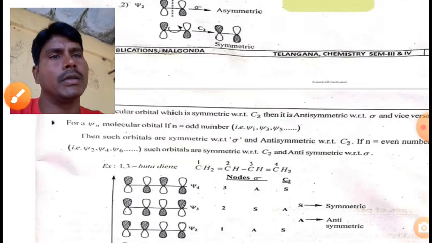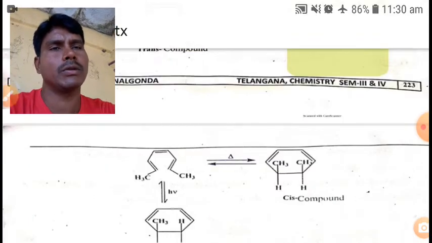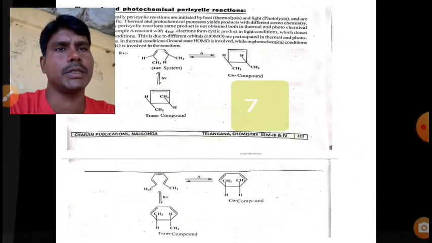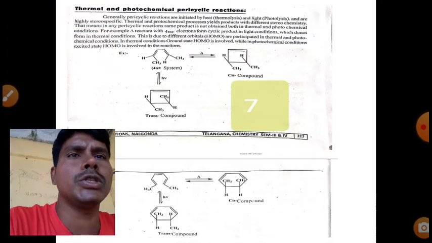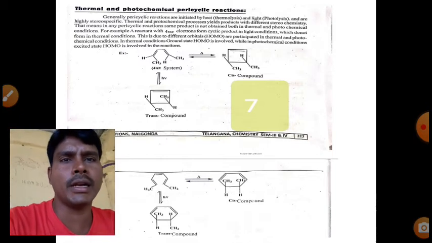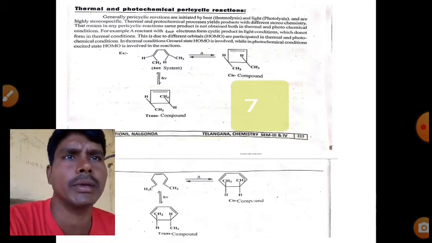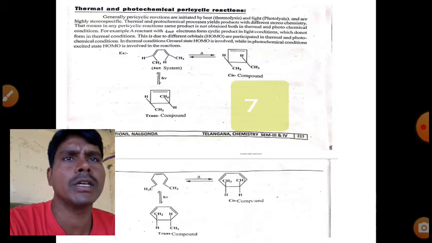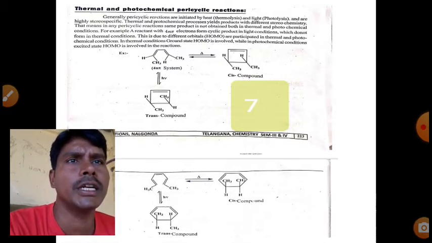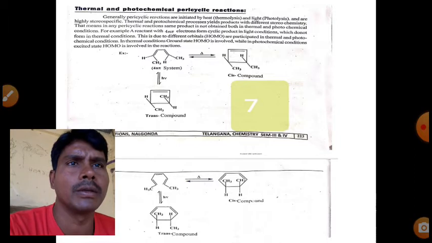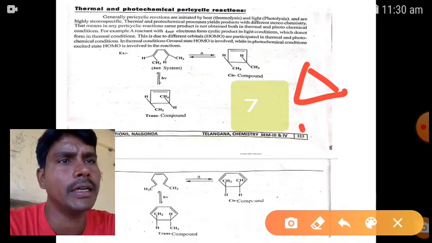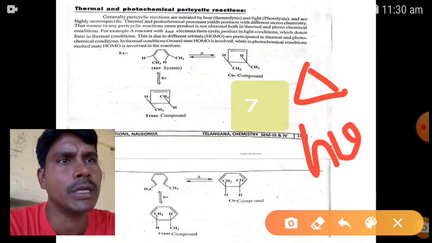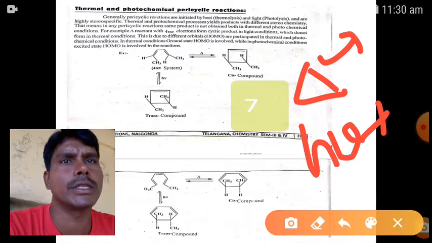Next one, this is already discussed. What is the stereospecificity in pericyclic reactions? Which product is produced under thermal or photochemical conditions? Generally pericyclic reactions are initiated by heat or light. Heat is indicated by delta, light is indicated by h nu. So in the presence of delta, thermolysis; in the presence of h nu, photolysis.